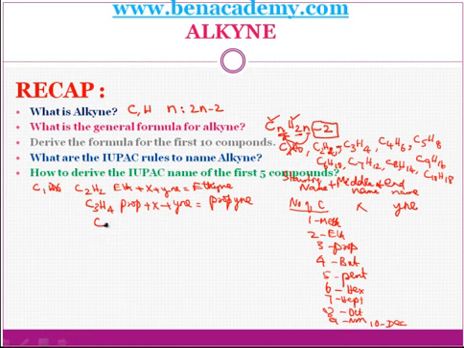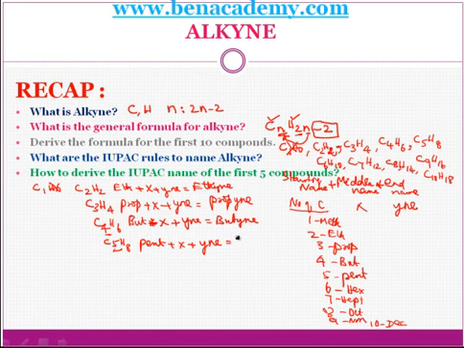If the number of carbons is 4, C4H6, 4 into 2, 8, 8 minus 2 is 6. The name will be but, there is no middle name, plus the end name yne, therefore butyne. If carbons are 5, 5 into 2, 10, 10 minus 2, 8. The starting name is pent, no middle name, the end name is always yne, therefore the name of this compound will be pentyne. Like that you can derive up to 10 compounds yourself.